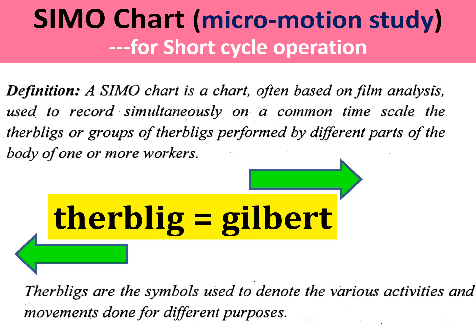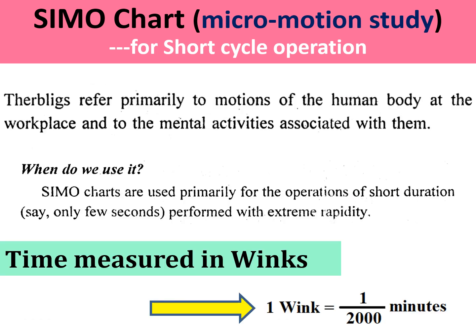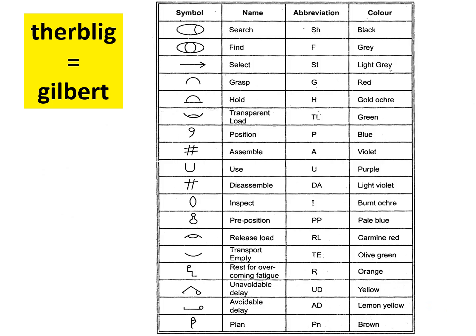The therbligs are symbols used to denote the various activities and movements done for different purposes by the workers. The time scale, that is the activity measuring unit, is called winks. One wink is nothing but 1 by 2000 minutes. And these are all the symbols we are using as therbligs, having abbreviations. You see the first one is an eye-like diagram having a retina at the right side. It means search, and SH is the abbreviation used.